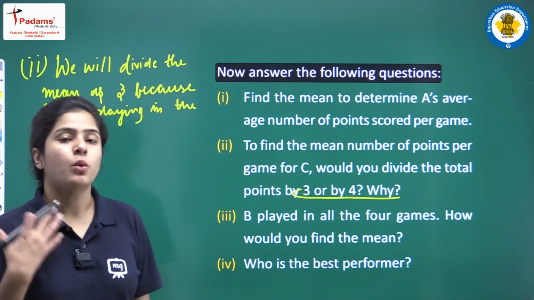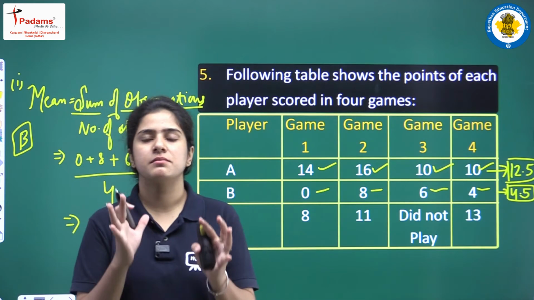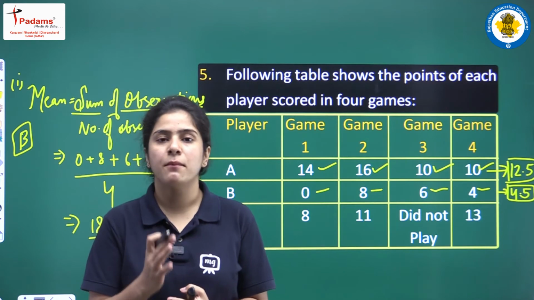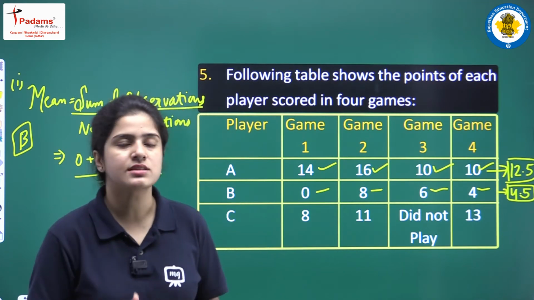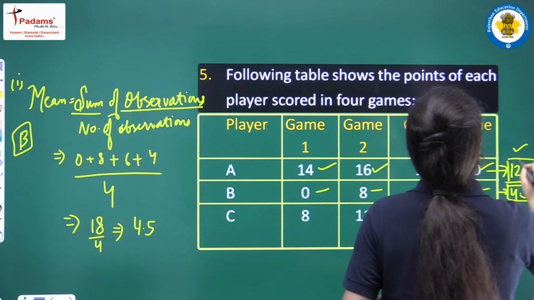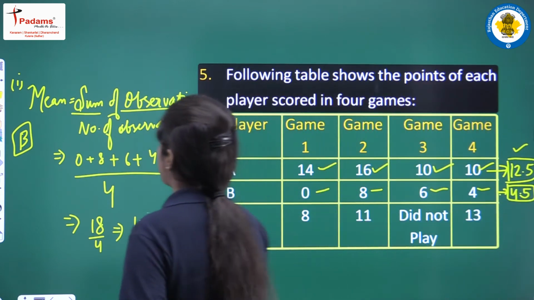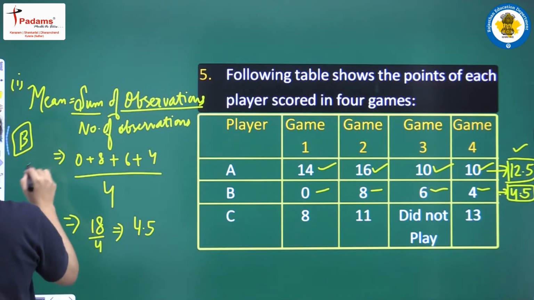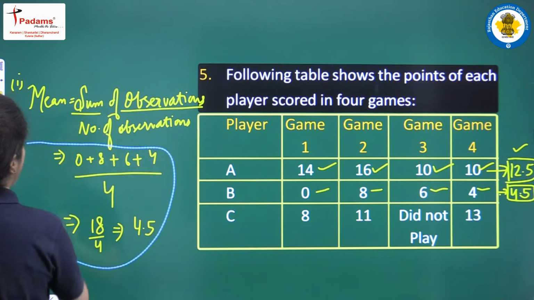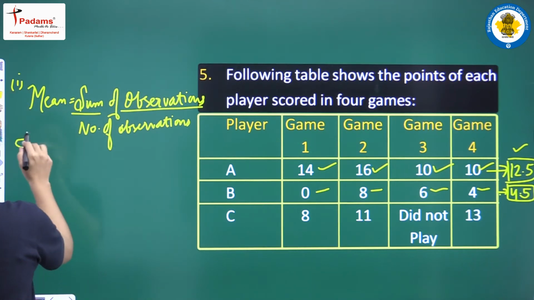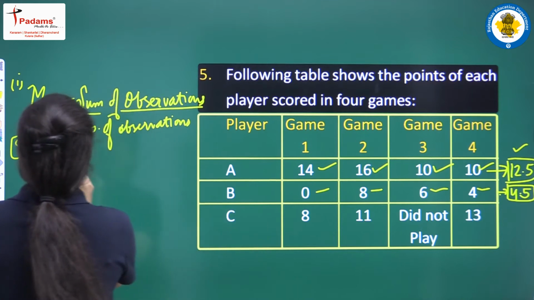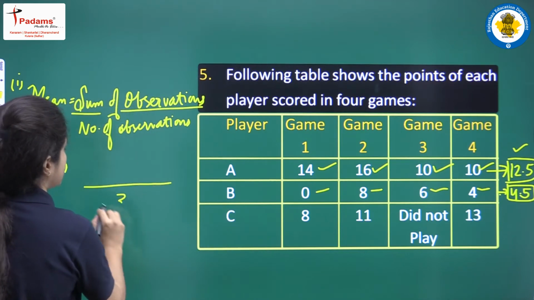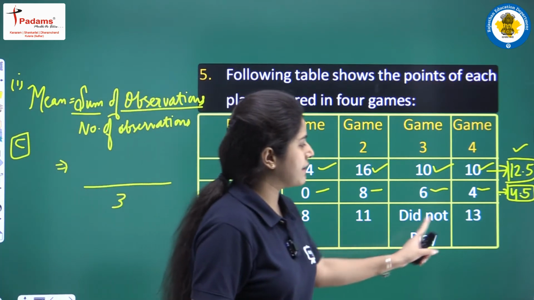Talking about the next part, who is the best performer? Okay, now who is the best performer? Best performer will be the one who is scoring the most average score. Okay students, clearly A is scoring more than B, but we can't say about C because we haven't calculated C yet. So firstly, we'll find out the average of C. Okay, C is playing in 3 games, so we have to divide it by 3, and 8 plus 11 plus 13.